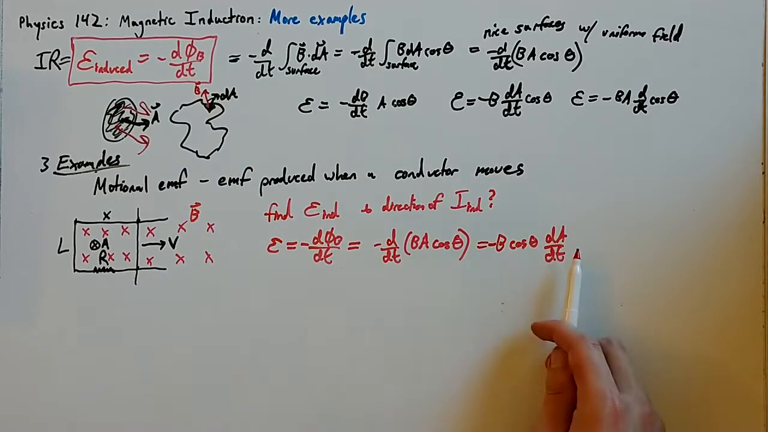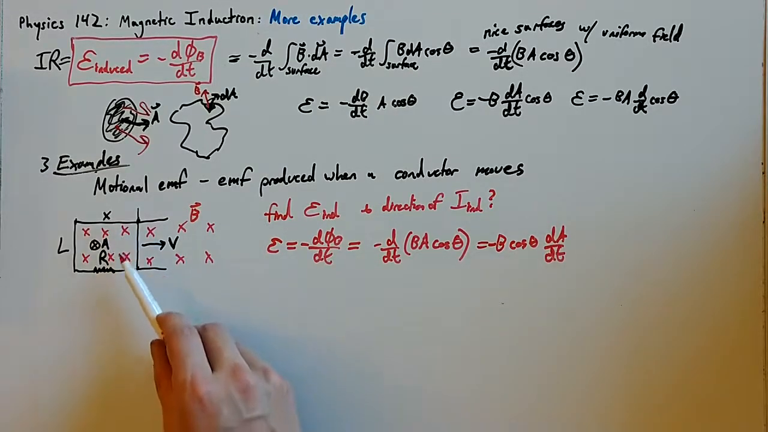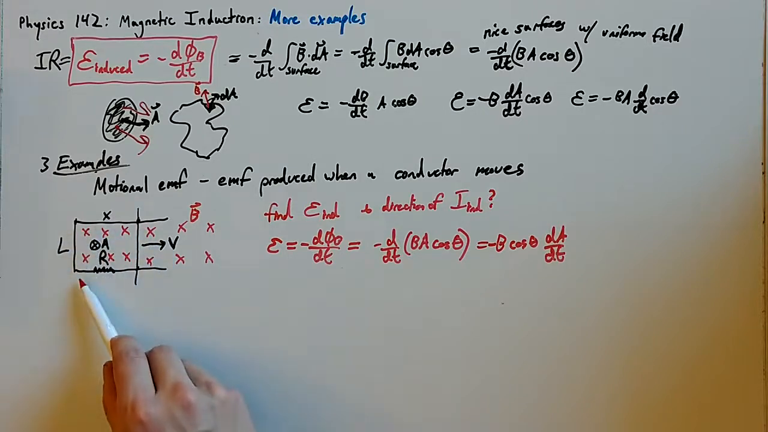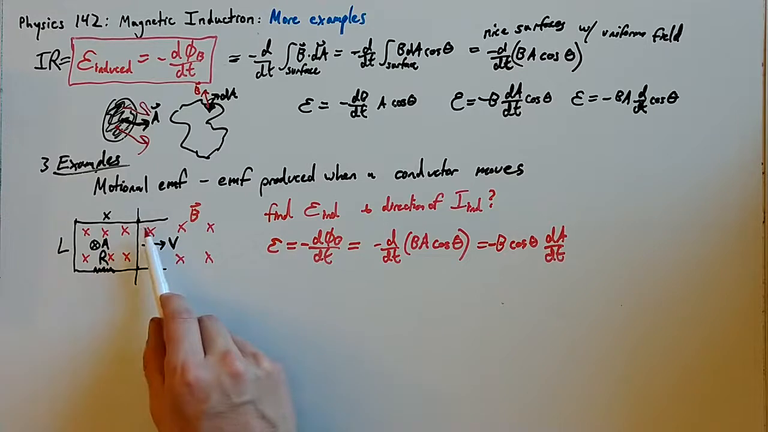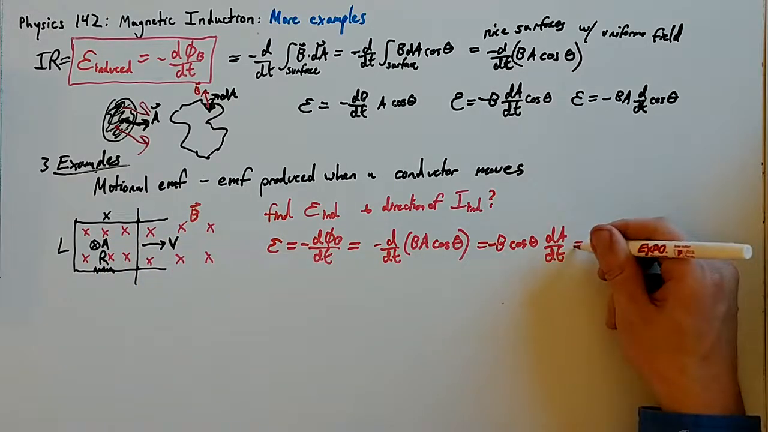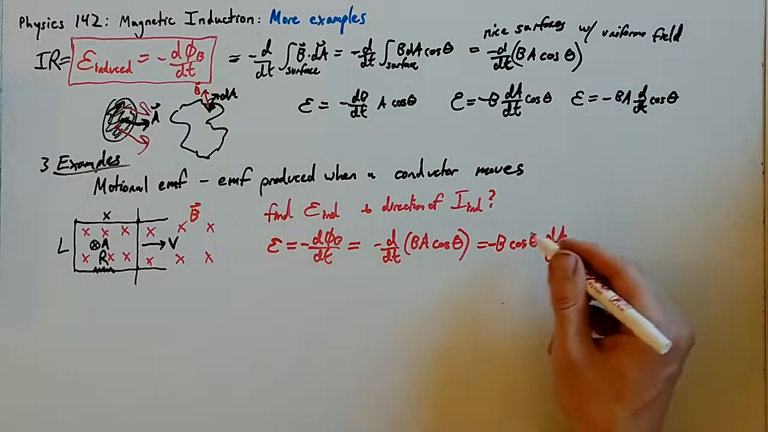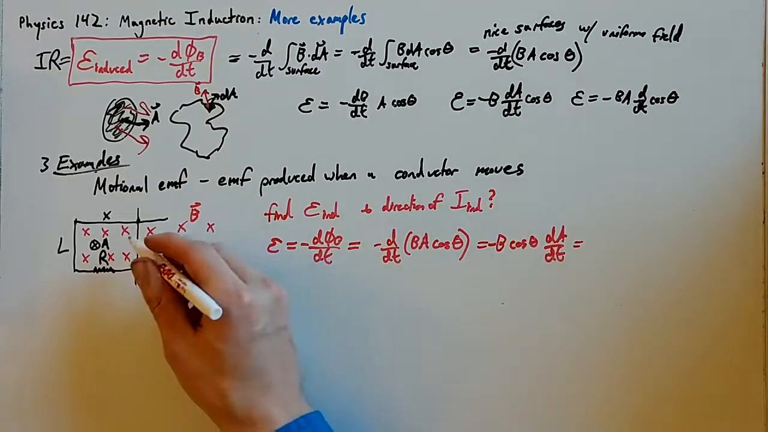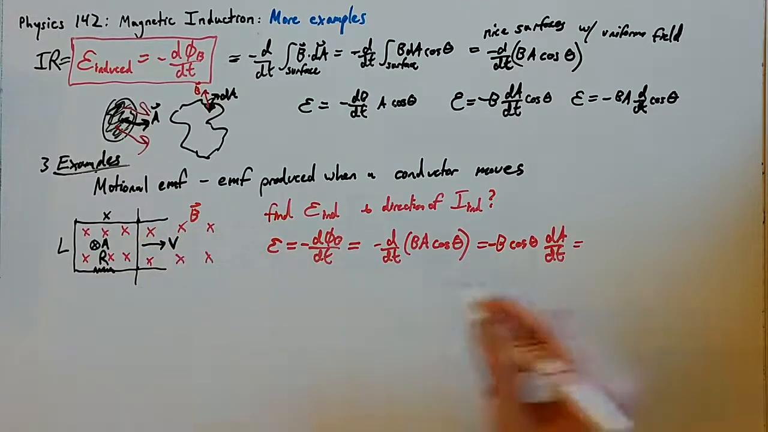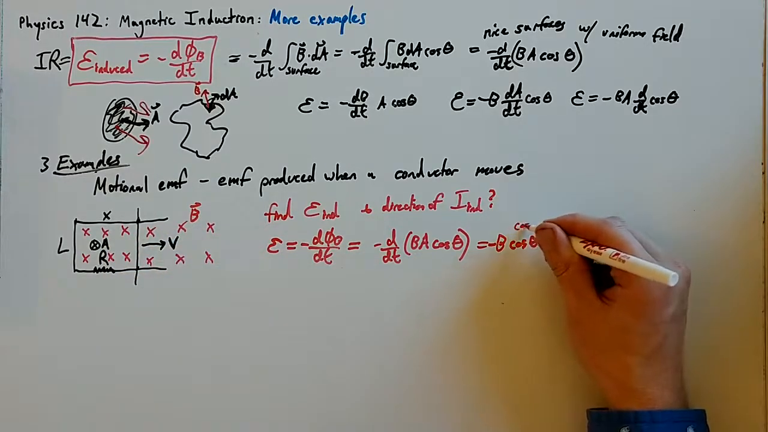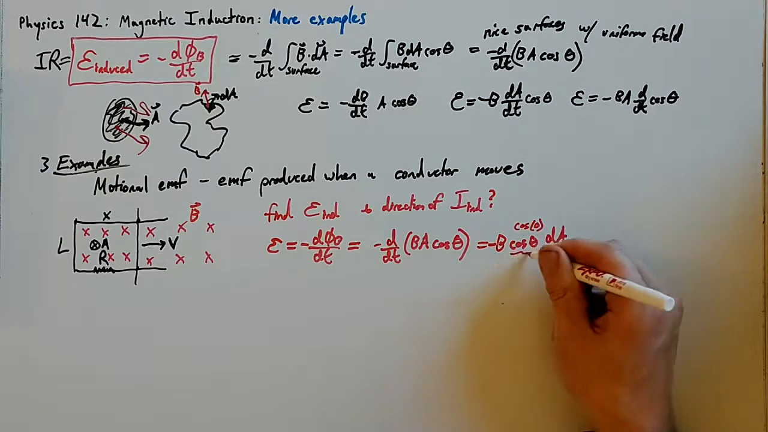Well, what's the area here? The area here is going to be x times L, right? And as this gets bigger, x is just going to get bigger and bigger. In cosine theta, the angle between the area vector and the B vector is 0 degrees, so this is going to be cosine of 0, which is just 1.